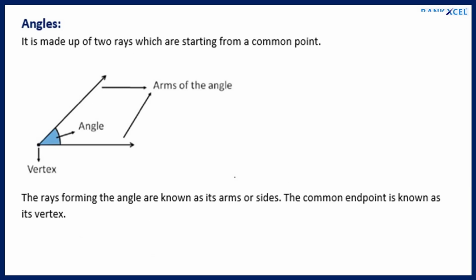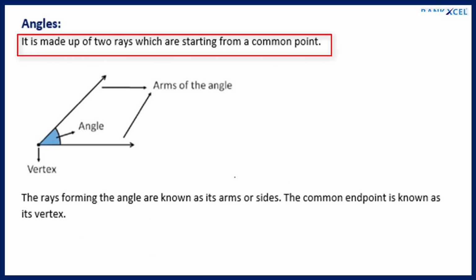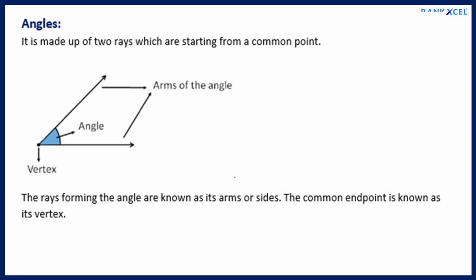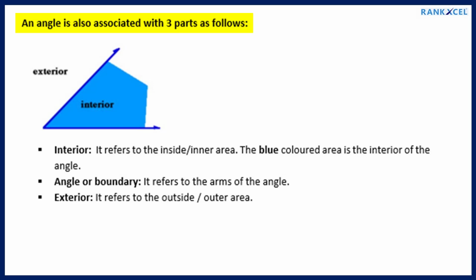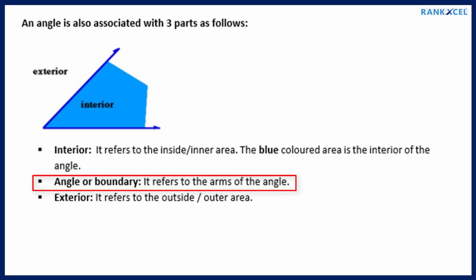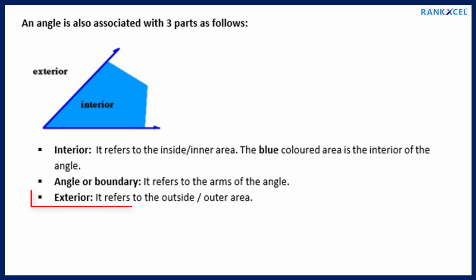Angles. It is made up of two rays which are starting from a common point. The rays forming the angle are known as its arms or sides. The common endpoint is known as its vertex. An angle is also associated with three parts as follows. Interior, it refers to the inner area. The blue-colored area is the interior of the angle. Angle or boundary, it refers to the arms of the angle. Exterior, it refers to the outside, outer area.